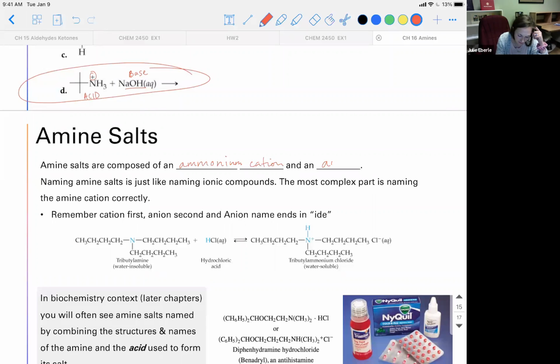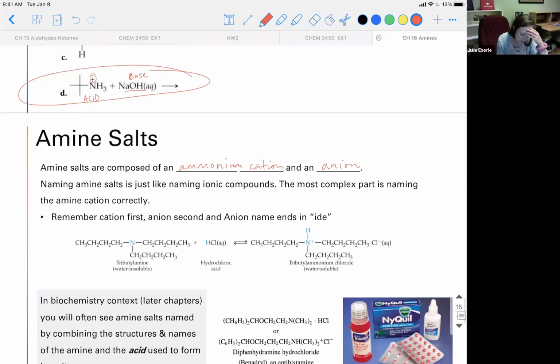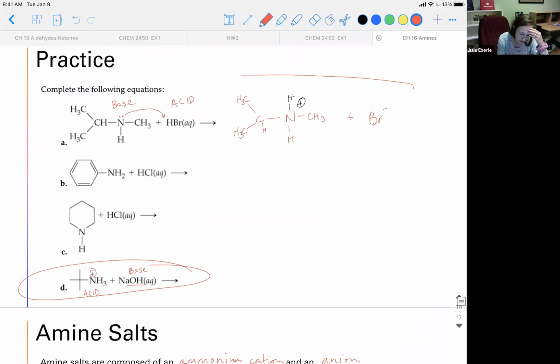and then an anion. Okay, now the anion does not have to be hydroxide. It could be a whole slew of things: chloride anions, bromide anions, all kinds of stuff. So literally the products, what you drew up here, this is an amine salt. This is what we're talking about. You got the cation and the anion.